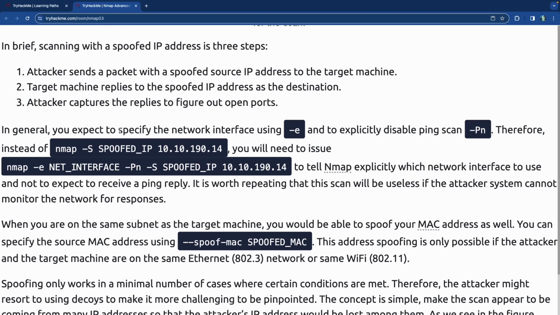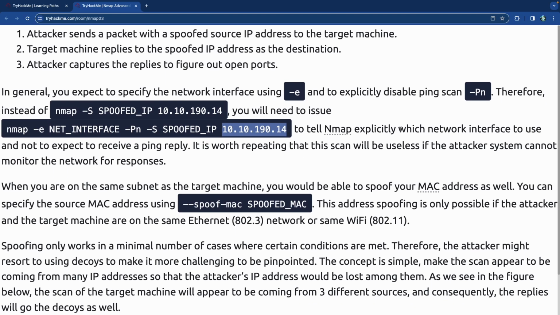So in general, you would expect to specify the network interface using -e and to explicitly disable a ping scan. Therefore, instead of nmap -S spoofed IP, you will need to issue nmap -e net interface, which could be eth0, for example, -Pn to disable a ping, and then -S spoofed IP, and then the victim IP.